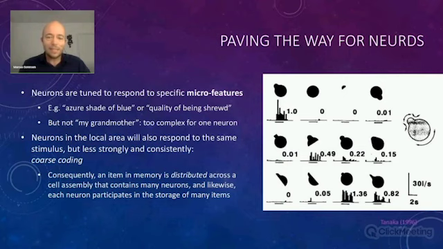What it does instead is it has neurons that are particularly attuned to specific microfeatures. For example, what I wrote here, an azure shade of blue, which is different to a turquoise shade of blue or even a royal shade of blue. And you can also have a neuron that is attuned to respond specifically to when you sense in somebody the quality of being shrewd, this kind of astuteness and good judgment that somebody who's shrewd might have. So there's a neuron that will respond specifically to that experience.